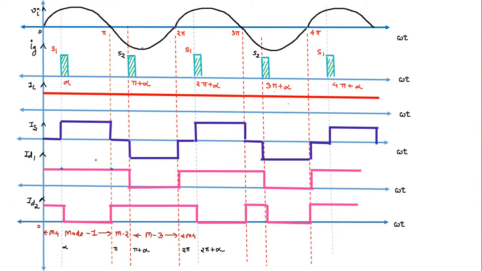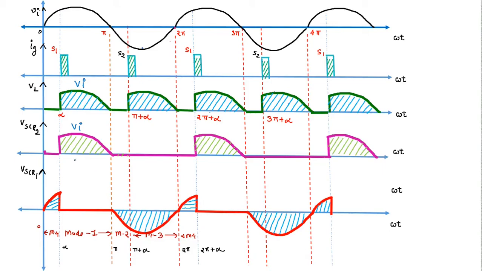Now we will take the diode current. Since mode number 2 is a freewheeling mode, diode D1 and diode D2 current will flow and it will be equal to the load current, as you can see here. Now we will see the voltage waveforms. In mode number 2, the load voltage is 0 because of the short circuit across the load. So here the load voltage is 0.